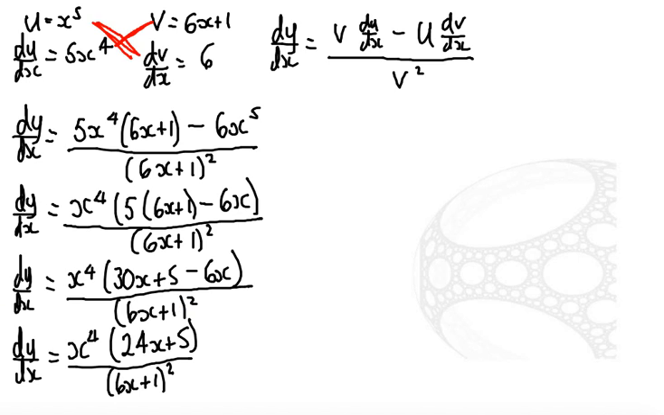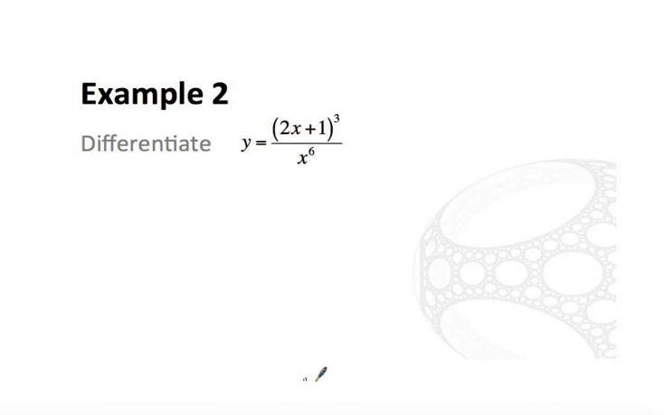Okay then, let's have a look at a second example. It's worth noting in the second example that again we can see we've got two functions, u and v. And just like the product rule, we may have to use the chain rule in conjunction with the quotient rule. So here we have a function within a function, so it's a composite function. I've got this function 2x plus 1 inside the function of cubing.